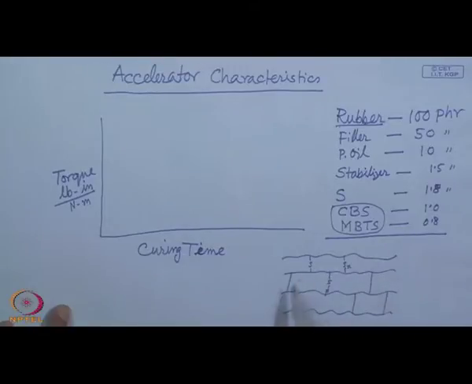During that cross linking formation, the mobility or the flexibility of the segments in between two cross links gradually changes with the introduction of more and more sulfur cross link bonds, and that actually manifests as the development of torque in the rheometer.